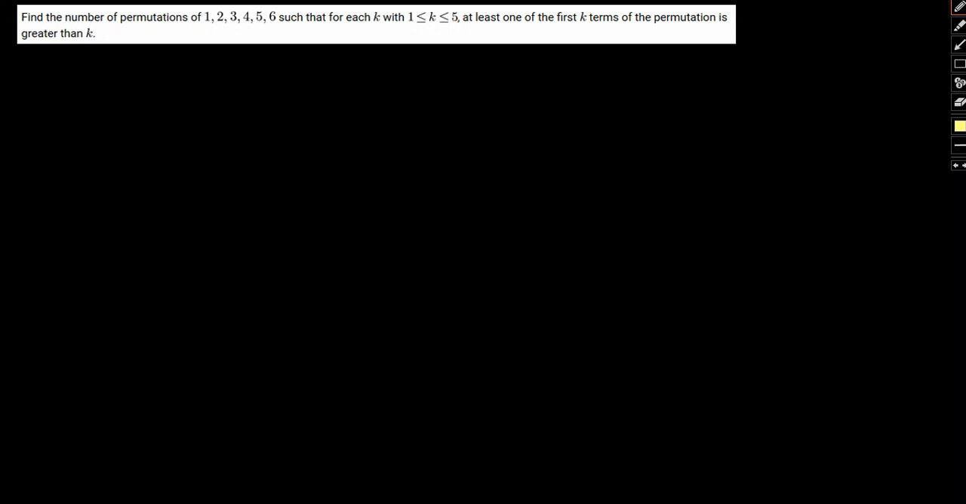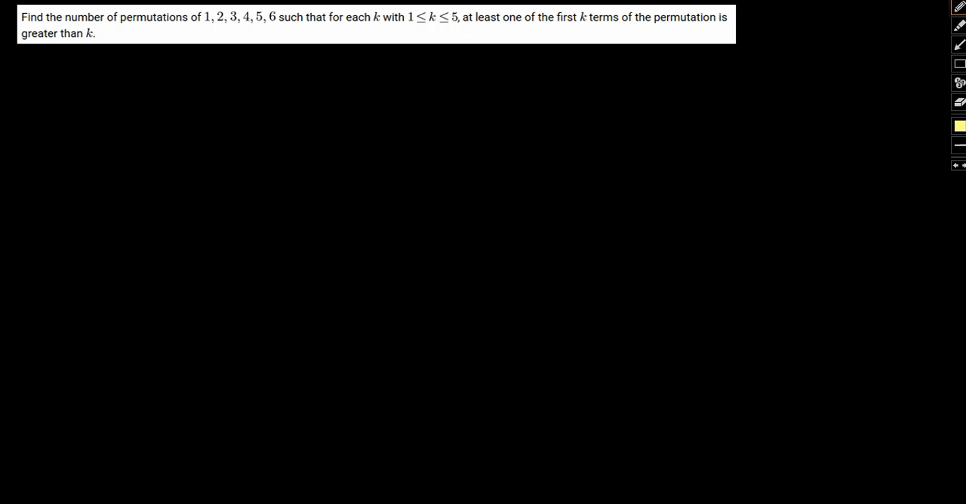Find the number of permutations of 1, 2, 3, 4, 5, 6 such that for each k, with k greater than or equal to 1 and less than or equal to 5, at least one of the first k terms of the permutation is greater than k. So basically the numbers can be placed in any order of the total 6 digits, where one of the first k terms has to be greater than k. So let's try and solve this.